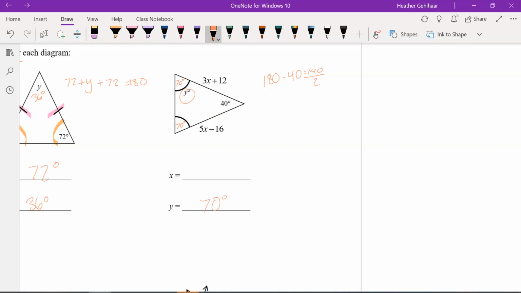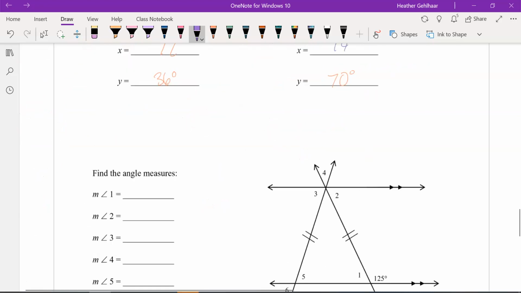And then we can find out what x is, because we know if those base angles are congruent, that means the opposite sides are congruent. So here we have 3x plus 12 equals 5x minus 16. And then we will get here x equals 14. So we'll get 14 here for x.